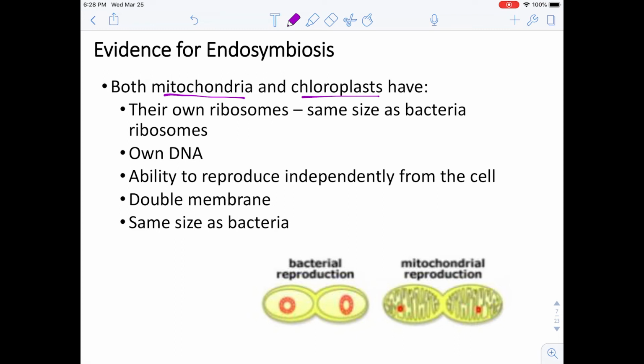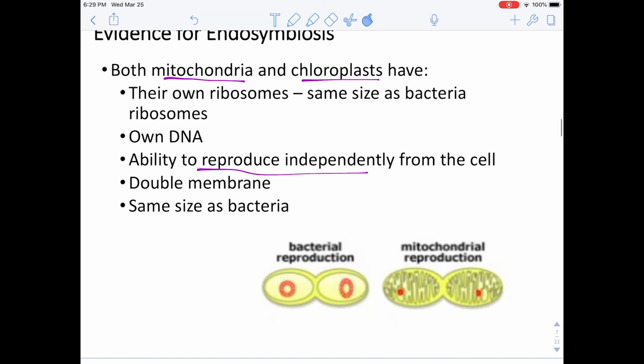Both mitochondria and chloroplast have their own set of DNA. They actually have their own genes separate from the DNA in the nucleus. And because they have that, they are able to reproduce independently from the rest of the cell. So when you need to make more mitochondria, the mitochondria handles its own business. It doesn't really have anything to do with the nucleus at that point. Also, they both have double membranes, and the organelles themselves are about the same size as bacteria. So there's quite a bit of evidence that supports this idea. Where the heck did organelles come from? Well, they might be the remnants of what were once little bacteria living inside larger bacteria.